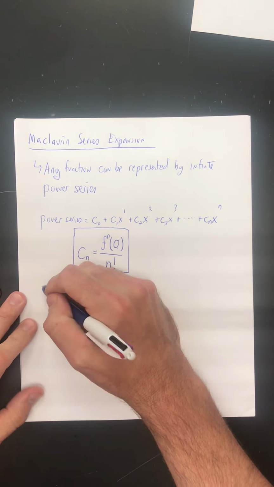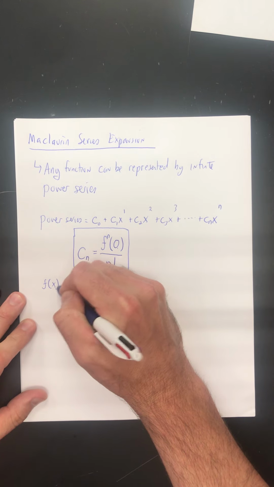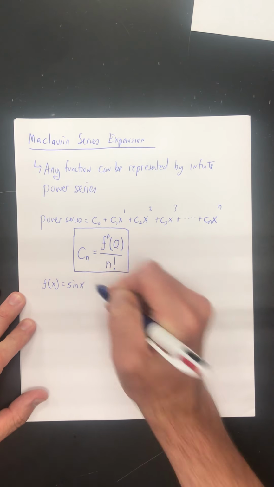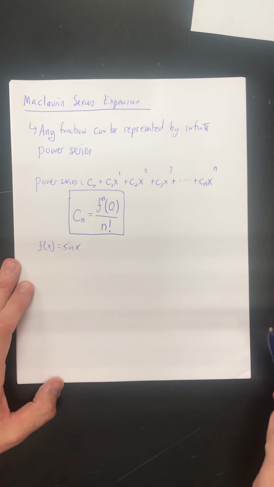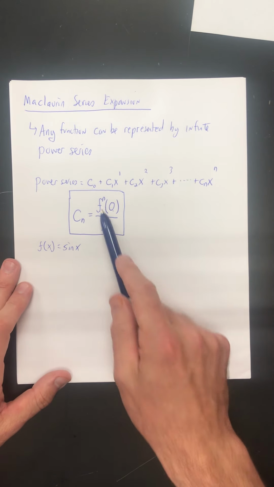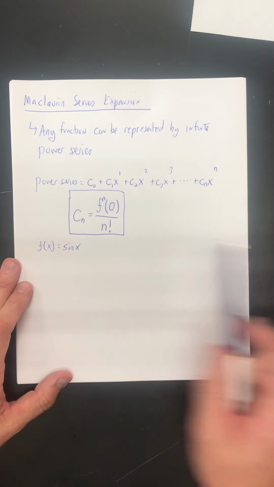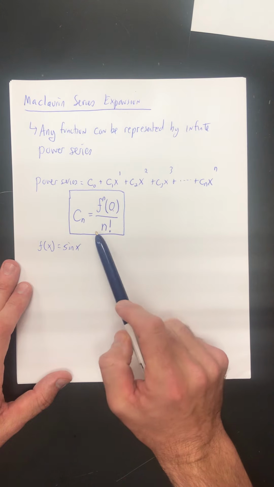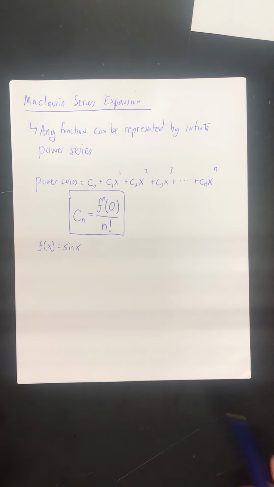So what does this look like? Well, let's say f of x is equal to sine of x. What does the Maclaurin series expansion want us to do? It wants us to take derivatives, evaluate them at 0, and then get the coefficients. So here's what I'm going to do.